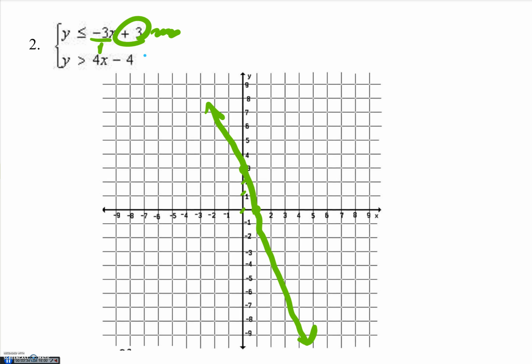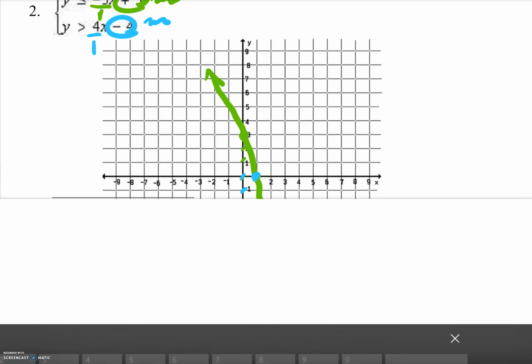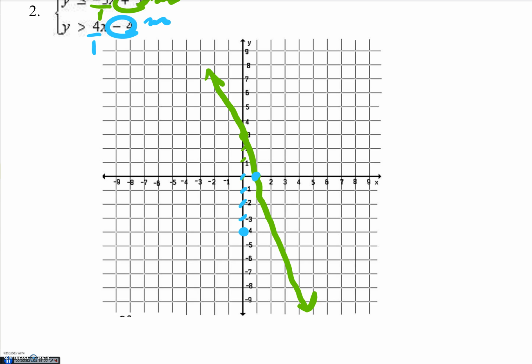Alright, now for the blue line. There's my blue line. I'm going to start at -4, which is the y-intercept. Start at -4. I'm going to make 4 a fraction, that's 4 over 1. So I'm going to go up 4 and over 1. 1, 2, 3, 4 over 1. It's going to be a dotted line because it is greater than.